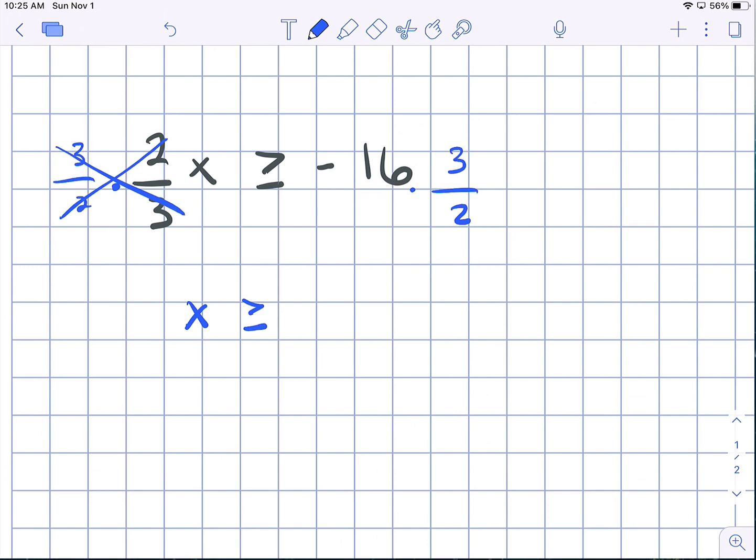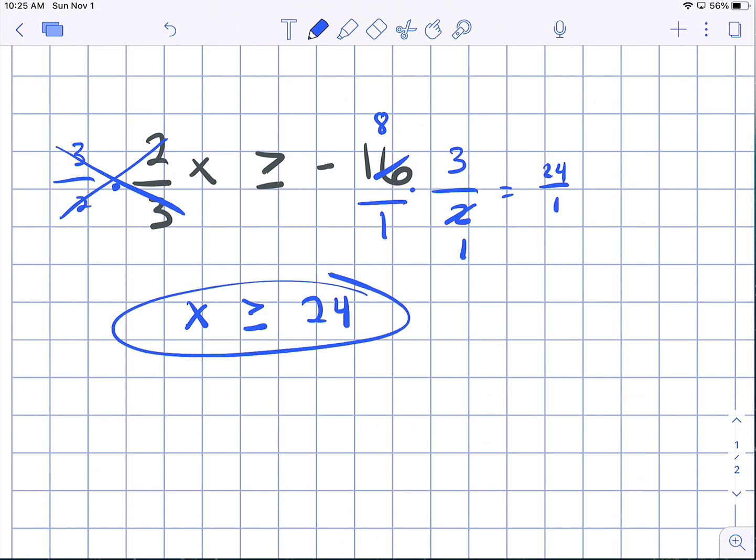That'll give me x is greater than or equal to. I multiplied both sides by a positive number, so I don't have to flip the symbol. And then over here, I'll make that 16 over 1 times 3 over 2. Can cross reduce. 2 goes into 2 once. 2 goes into 16 8 times. Gives me 24 over 1, or just 24. So x is greater than or equal to 24 for my answer for that one.